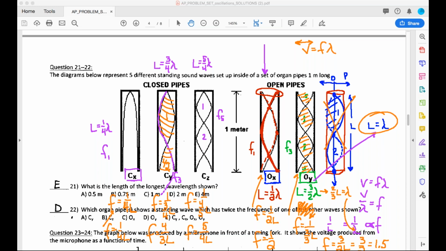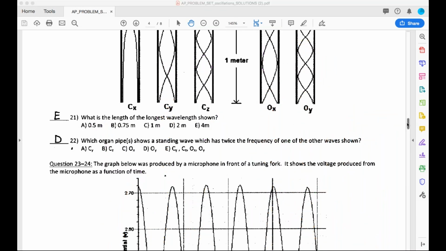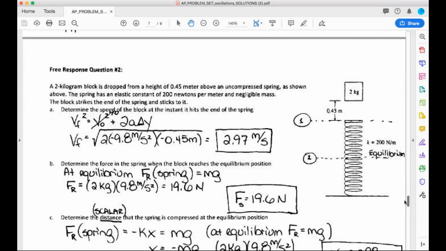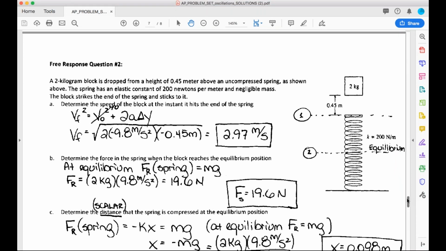Let's take a look at the review packet, one of the FRQs, and it looks like part B on FRQ 2. So let me get rid of this stuff. So the FRQ number 2 shows this mass that falls and lands and hits a spring.